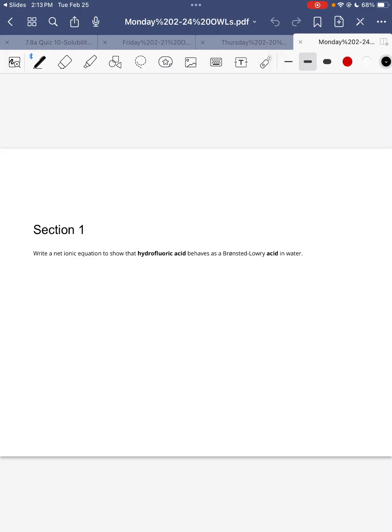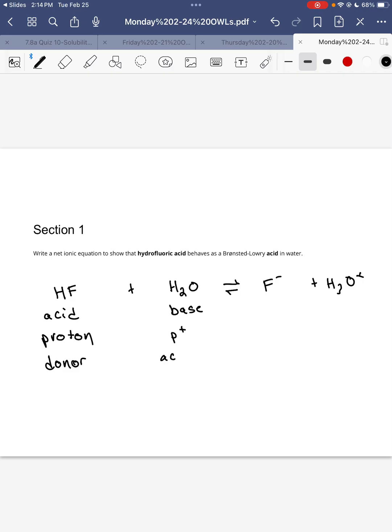as a Bronsted-Lowry acid. So HF is going to mix with H2O, and it is going to dissolve into F minus and H3O plus, because the definition of a Bronsted-Lowry acid, or acid, is it is a proton donor. It is going to give away its H plus. The definition of a Bronsted-Lowry base is that it is a proton acceptor. It is going to accept an H plus.